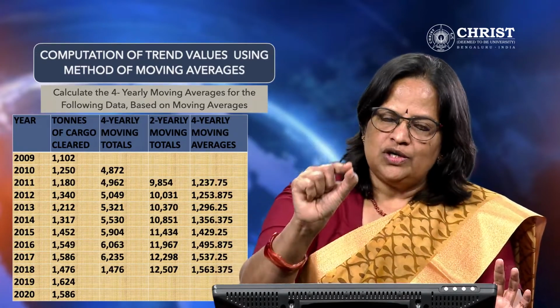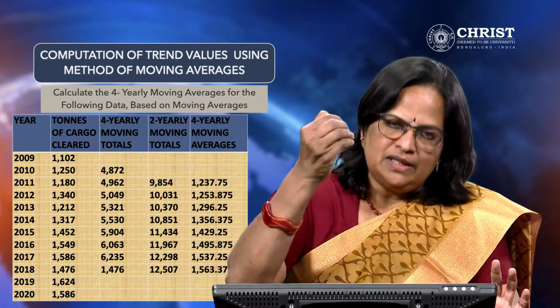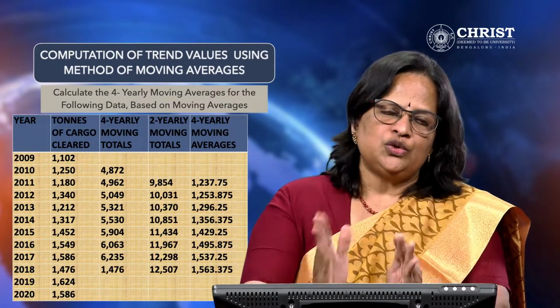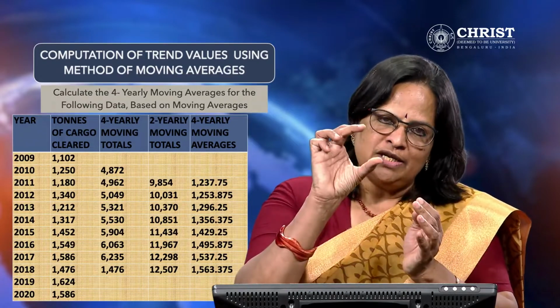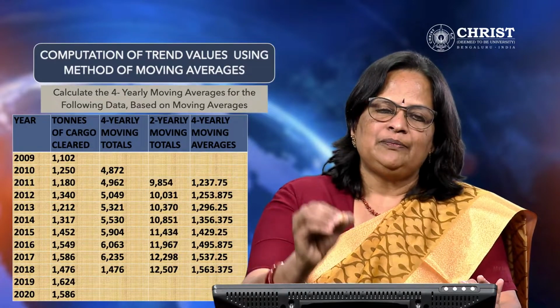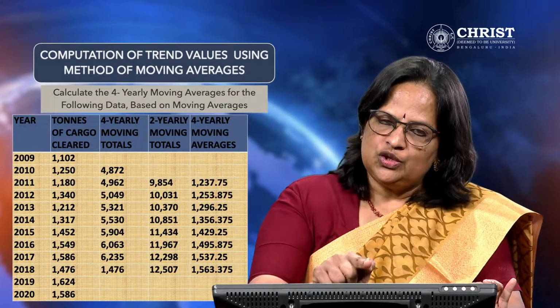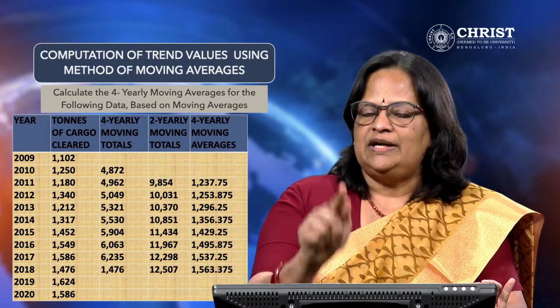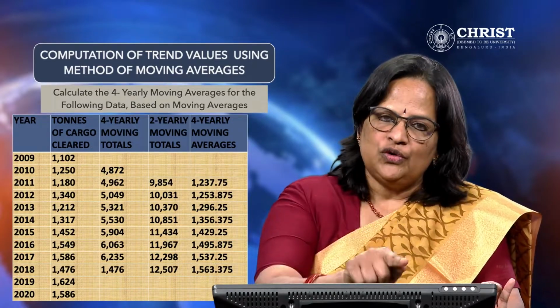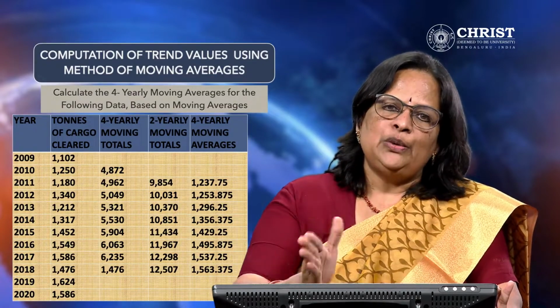So first 4-year total you are writing in between the second year and third year. Then the second column is 2-year total. From the 4-year total, you are taking the first 2 values and you are adding that and you are writing against the third year. Next column is the average. That meaning average will be the total of 2-year column divided by 8 because 4 years and 2 years you have added twice. So you divide and you are writing the value against the third year.